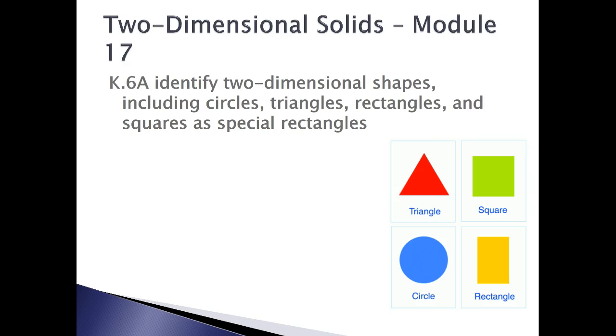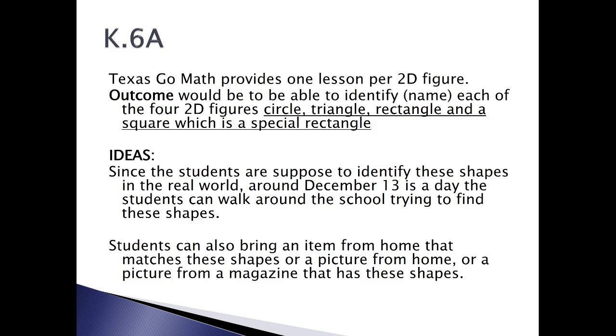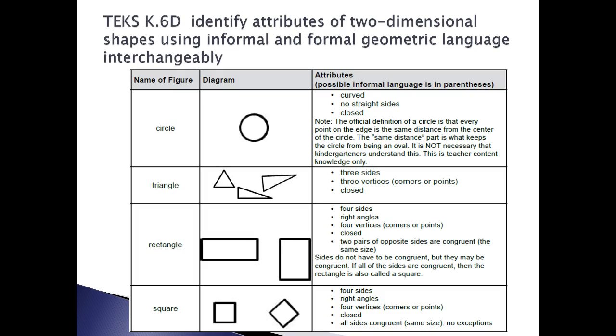So if we look at K.6a, these are the shapes that the kids do need to know. Now in K.6a, some ideas that you could use is have the kids identify these shapes in the real world. Around December the 13th is a day that the students can walk around the school trying to find these shapes in the real world. They can also bring an item from home that matches these shapes, or a picture from home or from a magazine that might have some of these shapes in it.